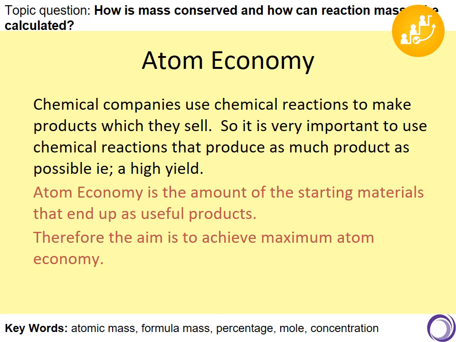Atom economy. Chemical companies use chemical reactions to make things that they sell. That means they need to make as much profit as possible. So if they have different routes for producing a product, they want to make the highest yield they can and get the highest amount of product from their starting materials. In other words, they want to achieve a maximum atom economy.